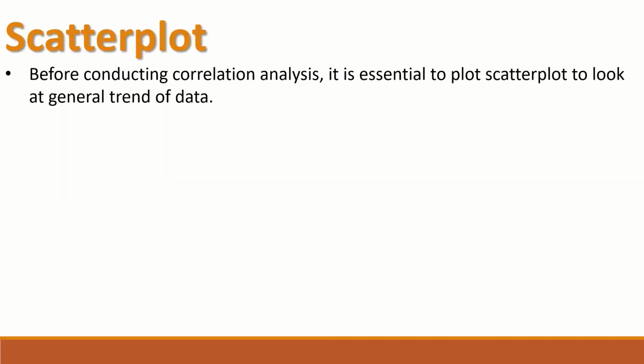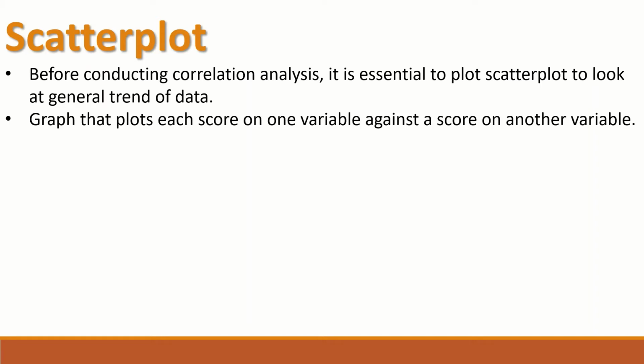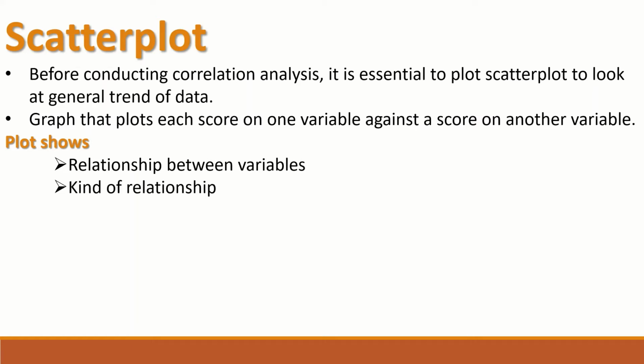Now, before conducting correlation analysis, it is essential to plot a scatter plot to look at the general trend of the data. A graph that plots each score on one variable against a score on another variable is called a scatter plot. The plot will show the relationship between variables, whether there is a relationship or not. What kind of relationship? Is it positive? Is it negative? Or is there no relationship? And whether there are outliers in your data.